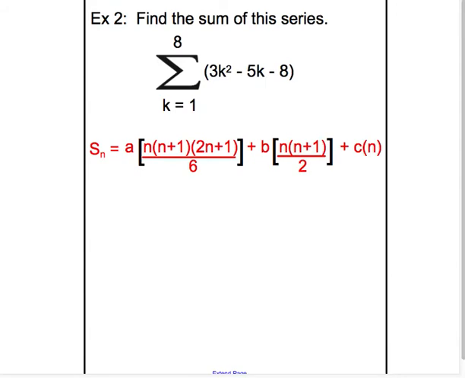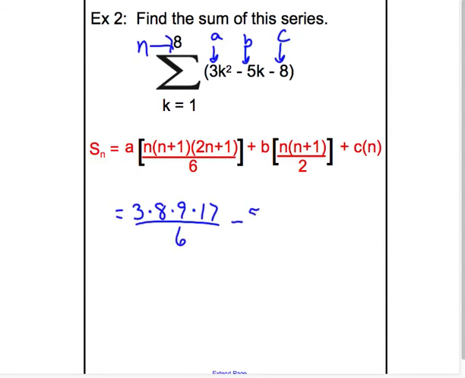Last example. Again, identify A, B, C, and N. We've got an A of 3, B of -5, and C of -8. And our N is 8. Substituting in: A value times n plus 1 times 2n plus 1 all over 6, plus, in this case, minus b times n plus 1 all over 2, plus negative c times n. Again, punching this in, the sum of the first 8 terms is 368.